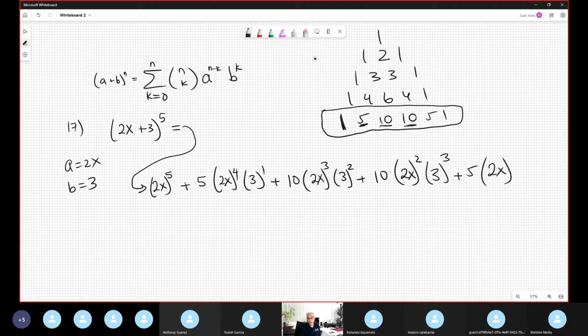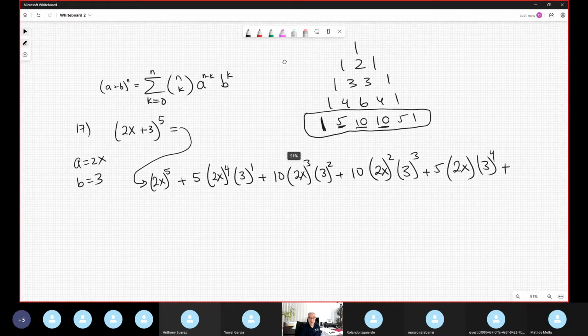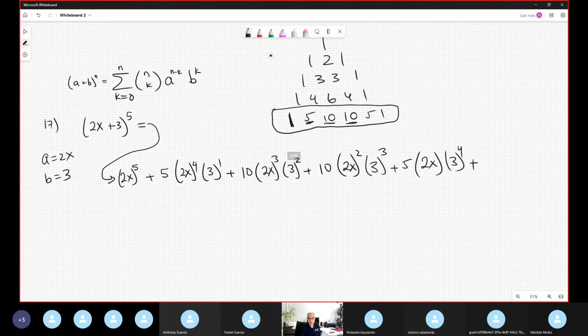2x to the 1 power, the 1 is invisible, and 3 to the 4 power. Plus 1 is the last coefficient, exactly the same as the first one, 3 to the 5th power. Do you understand this? Everyone follow me?